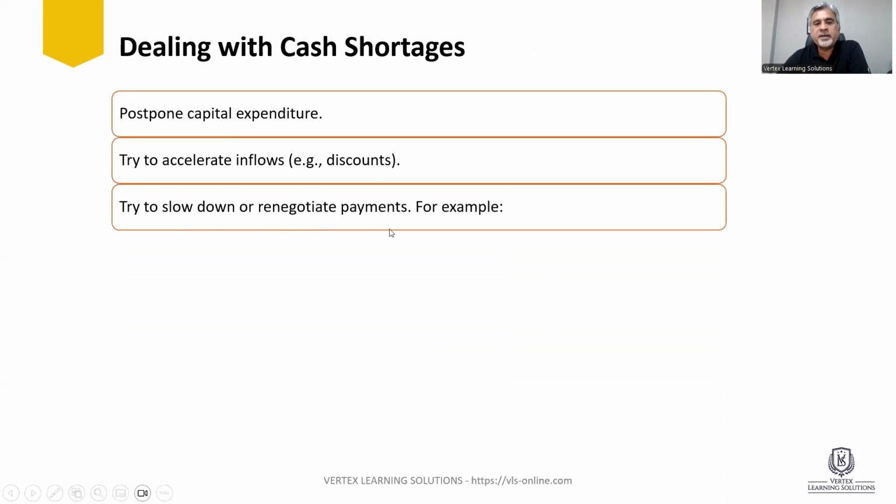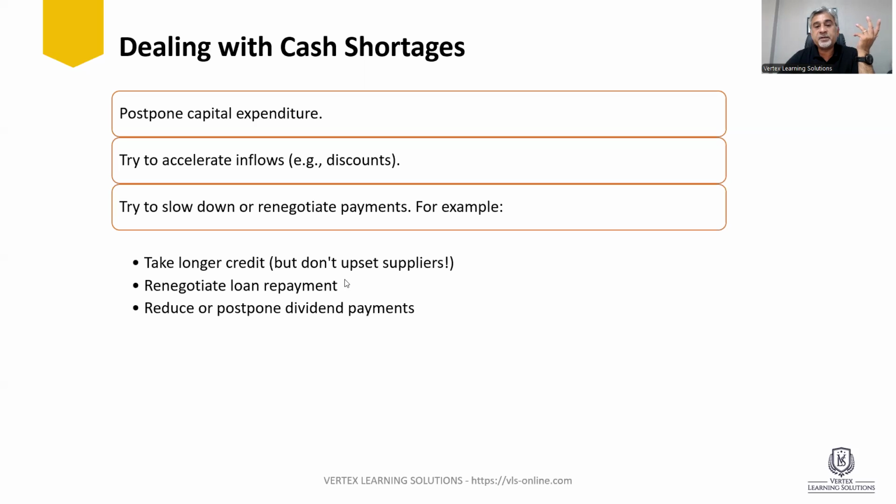Try to slow down or renegotiate payments. When I say slow down, it does not mean that you start annoying your suppliers. You need to renegotiate. Normally you pay your suppliers in 30 days, but you can renegotiate during the peak season. I'm going to pay you not in 30 days, but in 60 days, in August, September, October, for example, or in July, August, September. Once my peak season is off, I will start paying you on time. So you always have to talk and renegotiate.